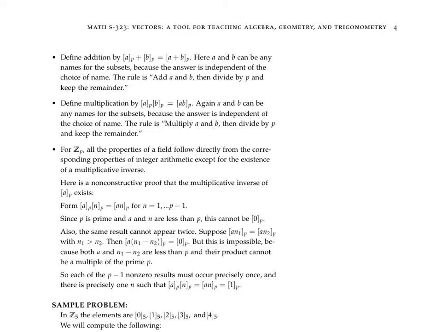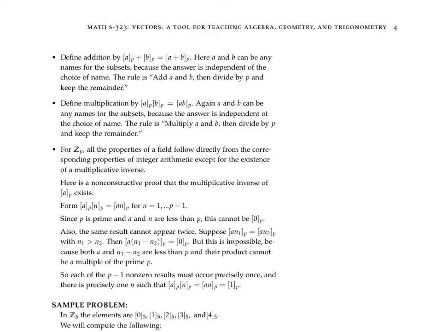Define multiplication. [a]_p times [b]_p equals [a times b]_p. So again, a and b are the names for the subsets because really the answer is independent of the choice of the name. The rule here is we take a and b, we multiply them together, then we divide that product by the prime number p, and we keep the remainder. I left a nice proof here that the multiplicative inverse exists. It's sort of for your own personal enrichment, but we'll just be looking for multiplicative inverses as we do some of these sample problems. So let's get started with some nice sample problems.